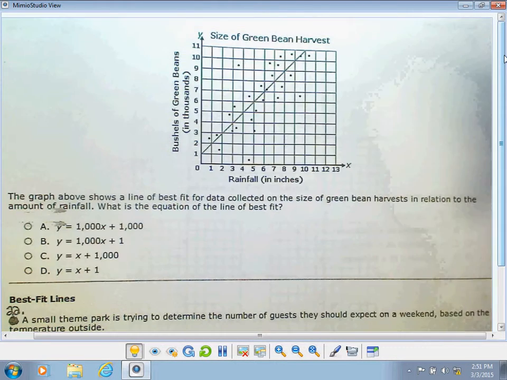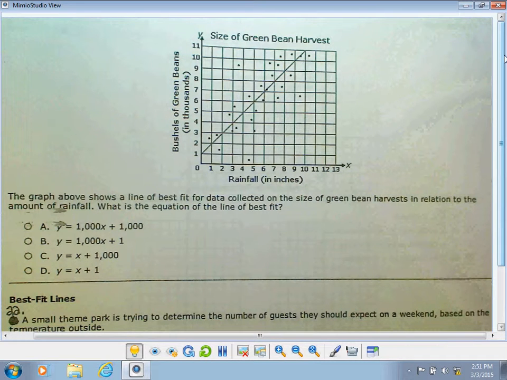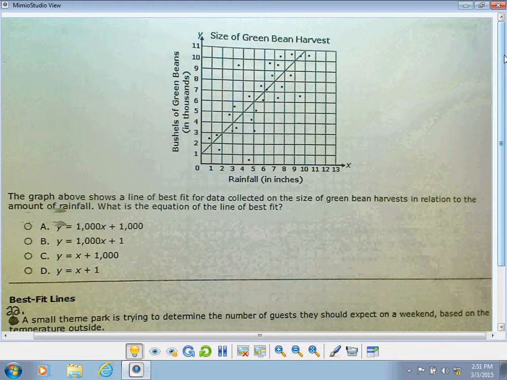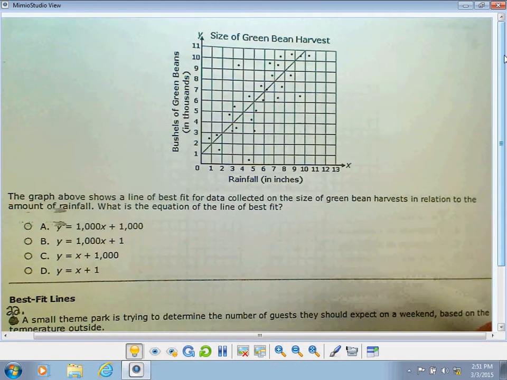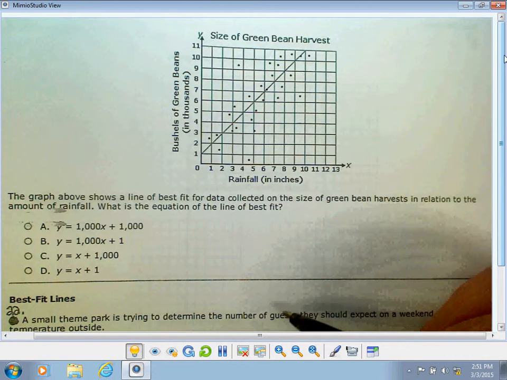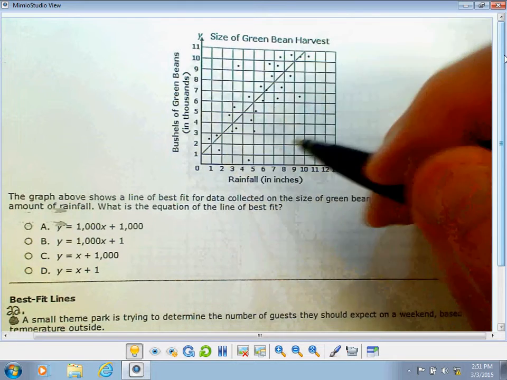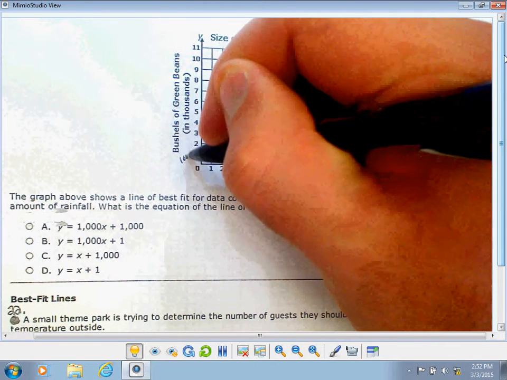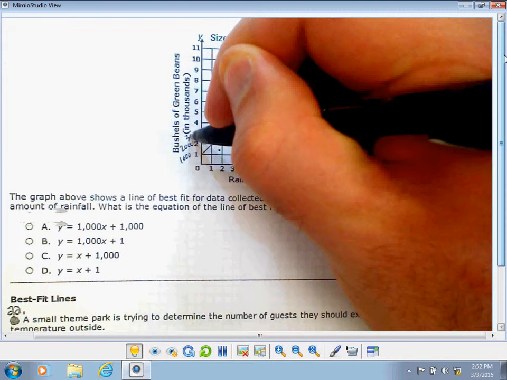So you get all this stuff up here in the information, then it says, here's the graph, and it says the graph above shows a line of best fit for data collected on the size of green bean harvest in relation to the amount of rainfall. What is the equation of the line of best fit? Well, basically they're asking you to write an equation for this graph. The only thing you want to watch out for is these numbers over here. It says they're in the thousands. So this is not 1, it's 1,000 and 2,000 and 3,000. So they were sort of shorthanding the way they write the graph.